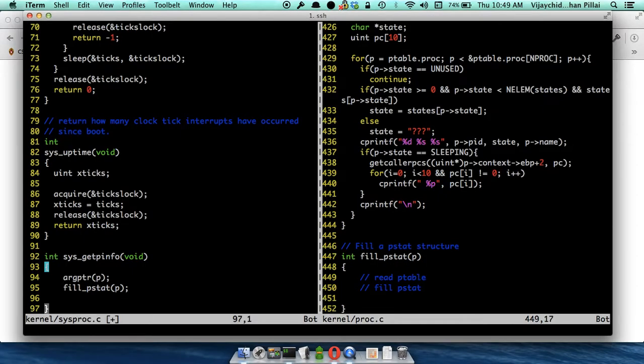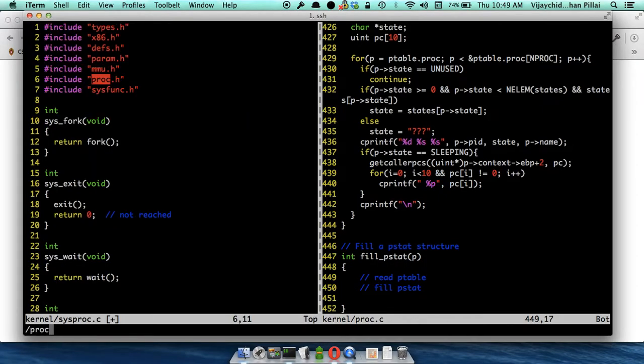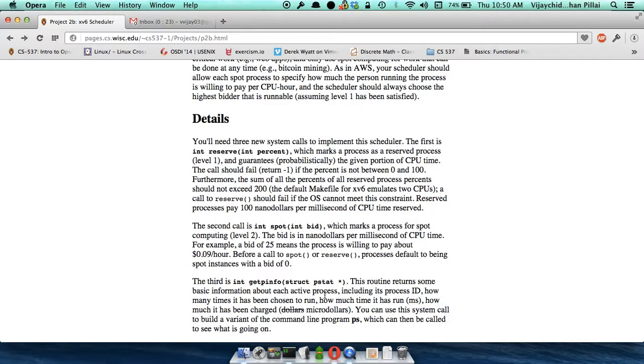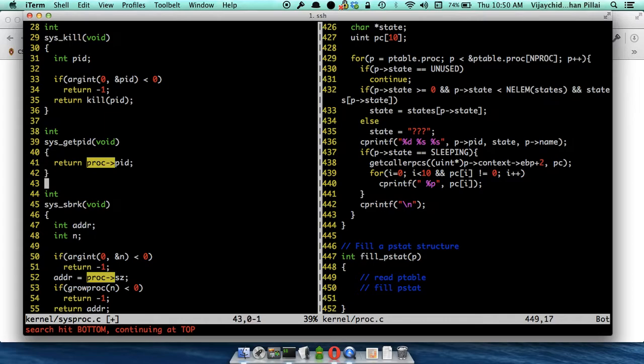Reserve and spot should be extremely easy. If you look at here, we are already accessing the proc variable, so you don't need to do much to actually access the current process. You just need to set the field of the current process in spot or reserve.